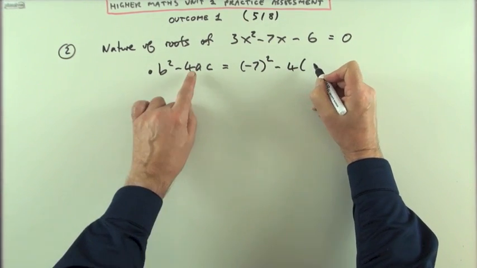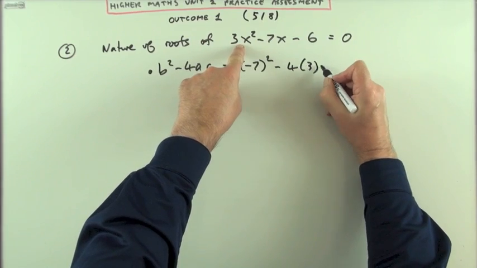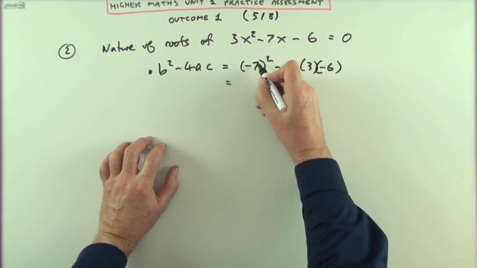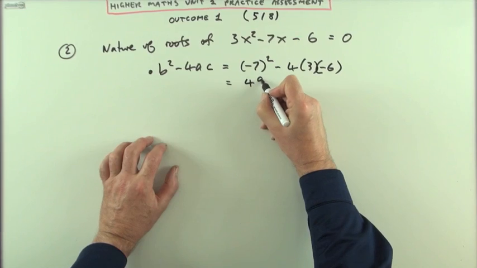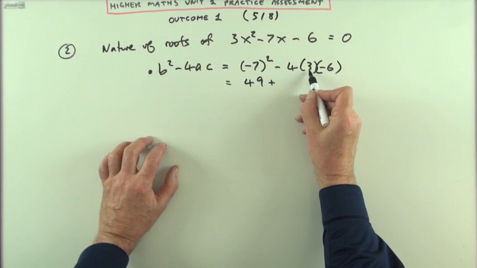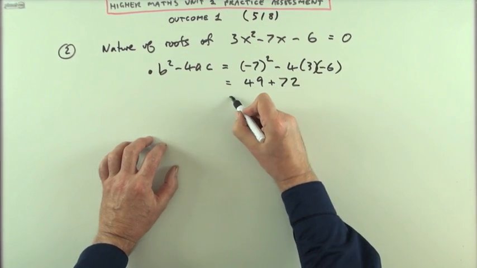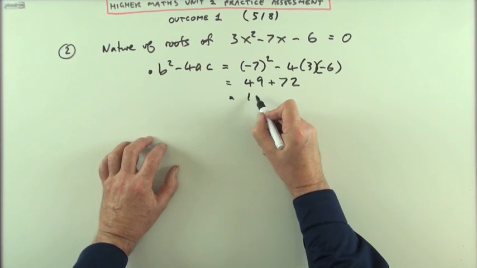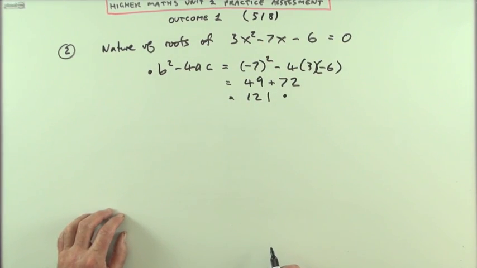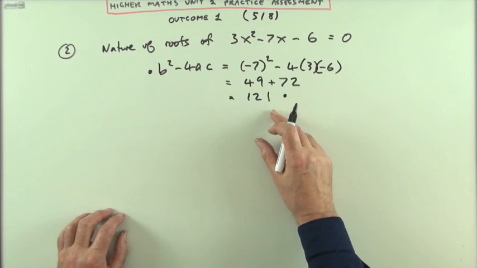Minus 4 times the coefficient of the first term, times the coefficient of the last term, which is also a negative. That's going to give me a 49, a positive 49, plus, and that's going to be 12 sixes or 72, which altogether gives me 121. That's the second mark. And the final marks for saying, well, what does that mean?